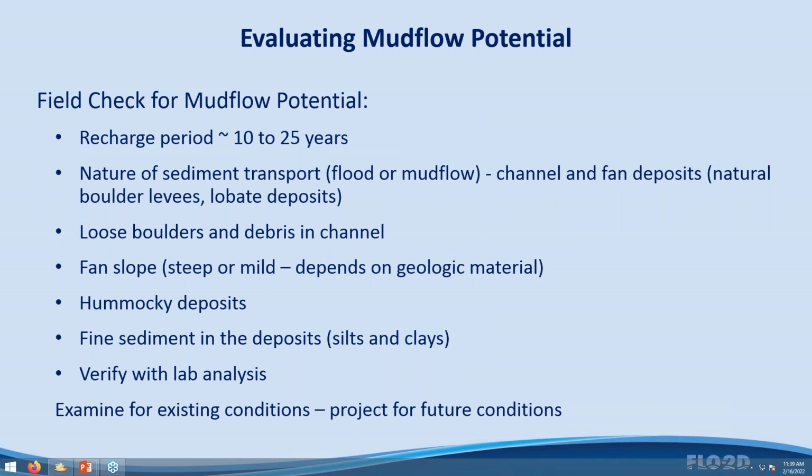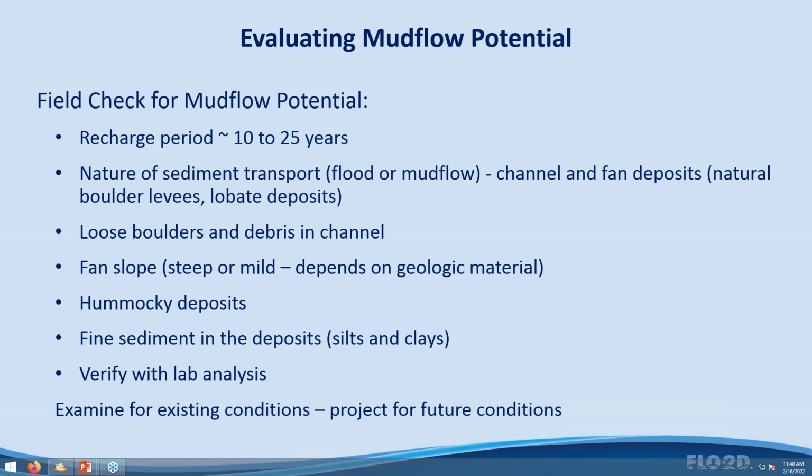Have an idea of the fan slope. Now, if the fan slope is fairly steep, generally that's an indication that you're going to have a mud flow event, or the mud flow is going to be defining the geomorphology of the alluvial fan. If it's more mild, it means that the flood event is getting carried down from the alluvial fan apex without depositing a lot of material. And so that tends to be more associated with a mud flood event.